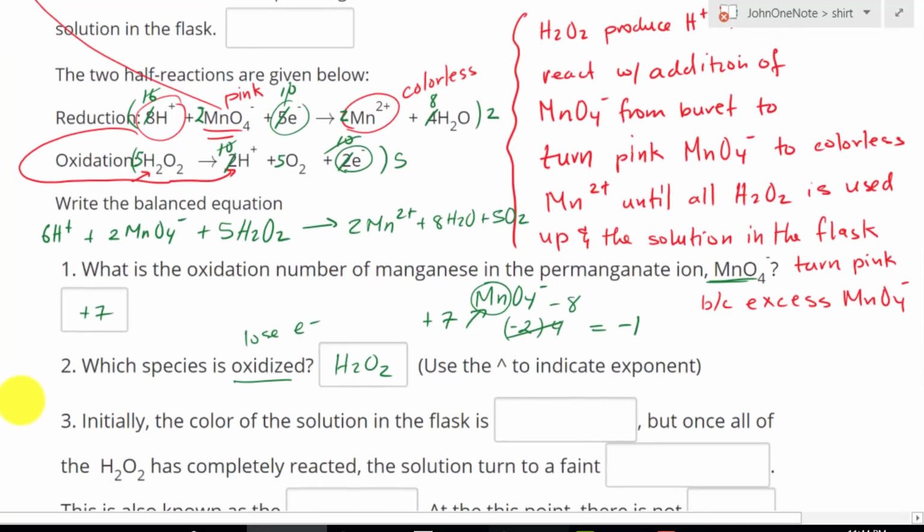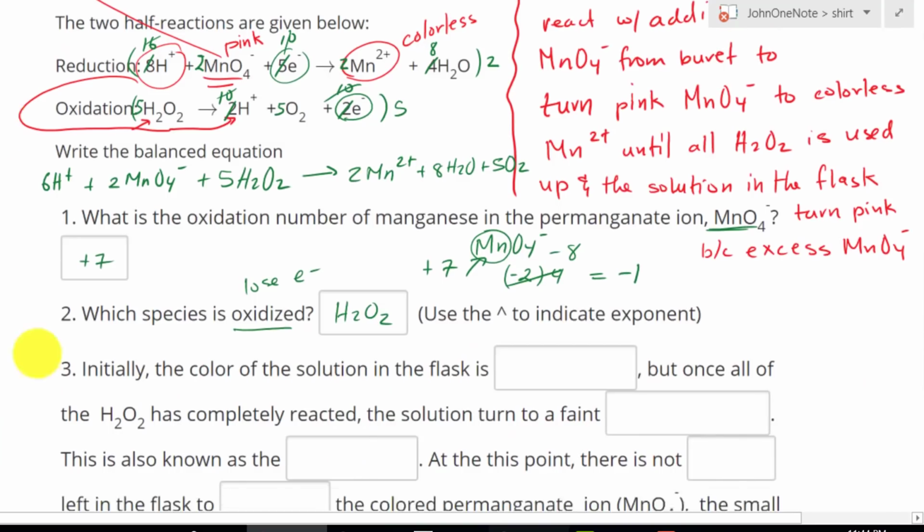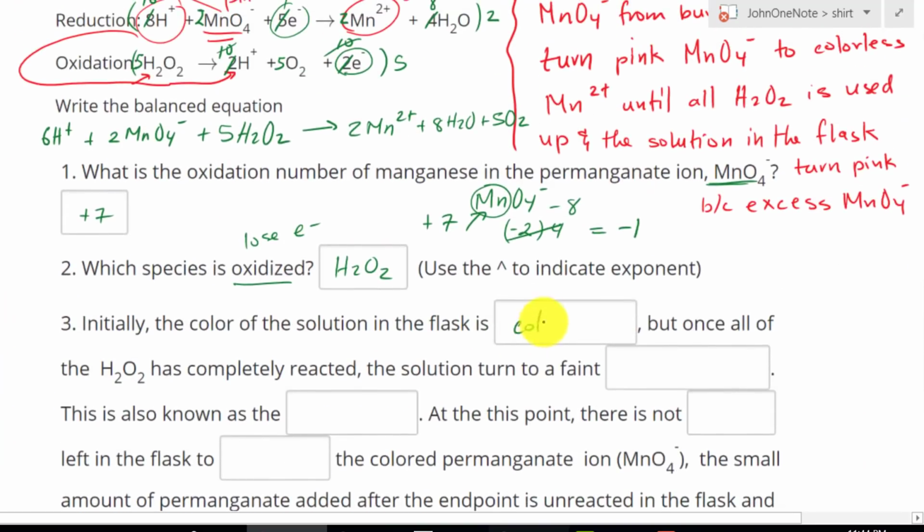Isn't that easy? And then another type of question would be, initially the color of the solution in the flask is what? Well, in the flask, the color is colorless. Even though I use blue, it's just to represent colorless. But once all the hydrogen peroxide has completely reacted, the solution turns a faint pink. And that's how we know that all the hydrogen peroxide has been used up.